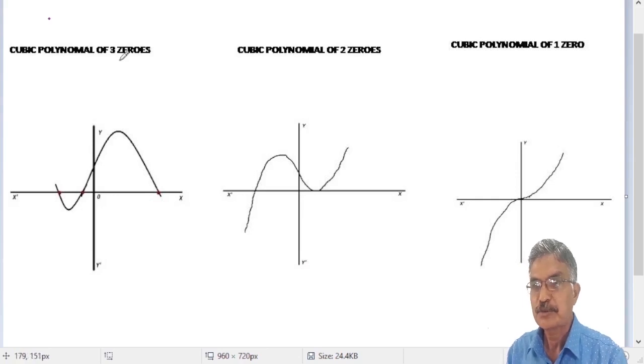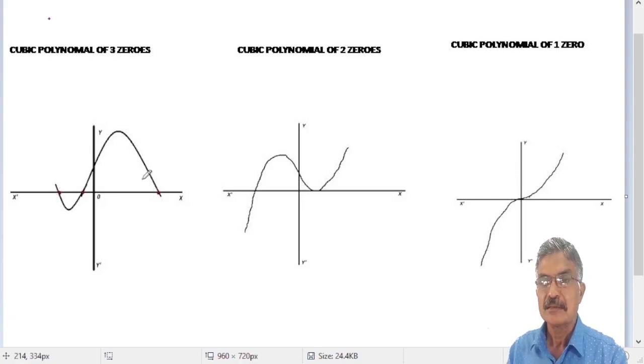These are the three situations where a cubic polynomial touches the x-axis. Take the first case. Here the graph of a cubic polynomial cuts the x-axis at 3 points, 1, 2, 3. So this cubic polynomial has 3 zeros. Sometimes the graph may come in this way. When the graph comes in this way, it will touch the x-axis at 2 points, here and here. Then we say that this cubic polynomial has 2 zeros.